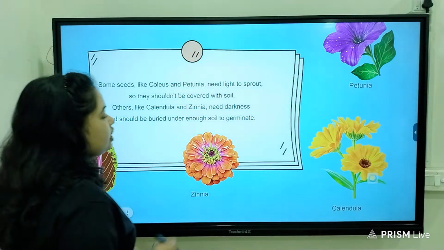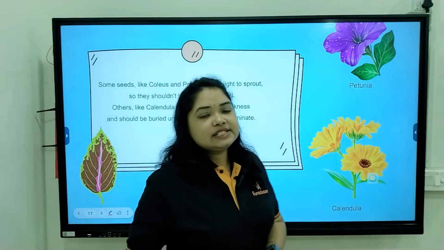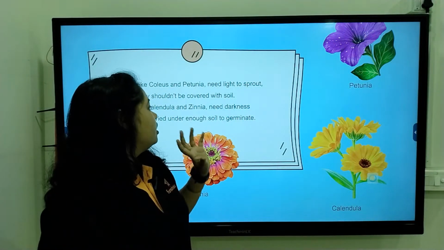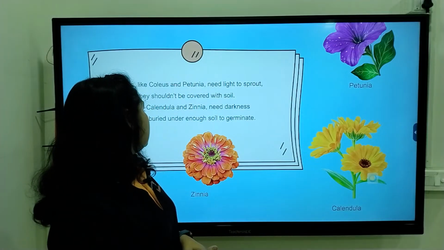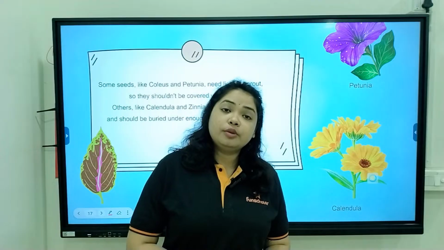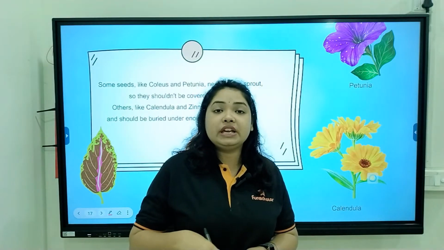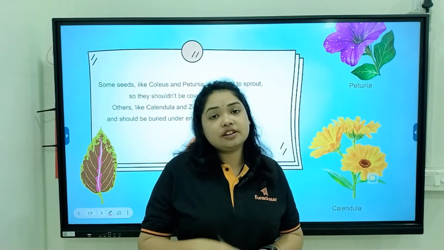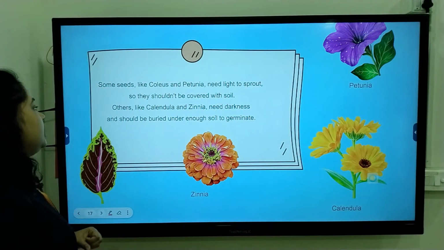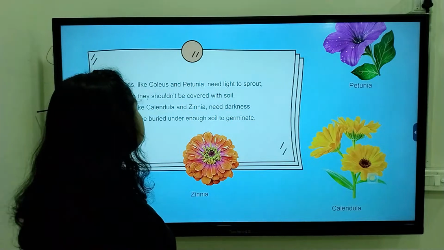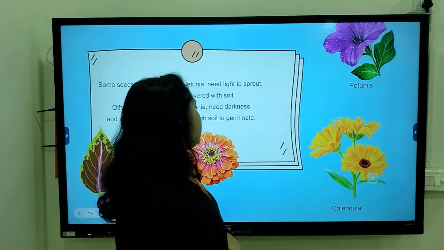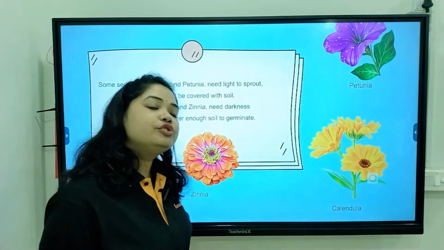Usually we put seeds inside the soil, but some seeds, such as those of the flowering plants petunia and coleus, need light in order to germinate. So they should only be spread on the surface of the soil. They should not be buried in the soil. And others like calendula and genia need darkness and should be buried under enough soil in order to germinate.